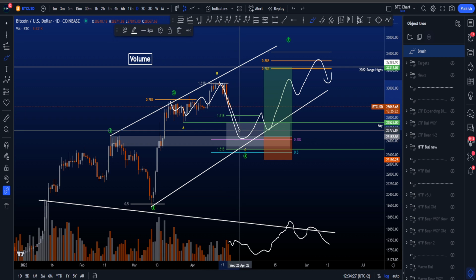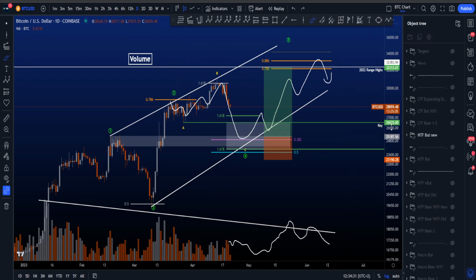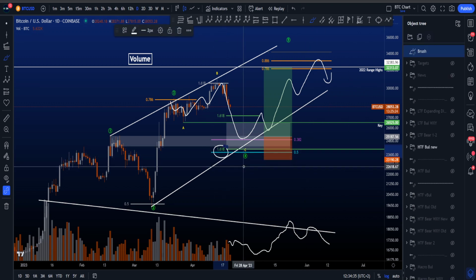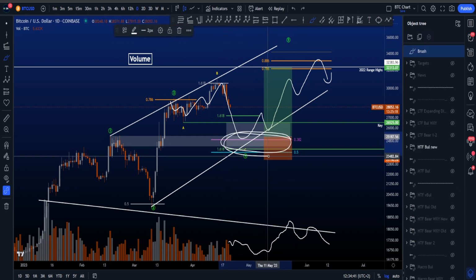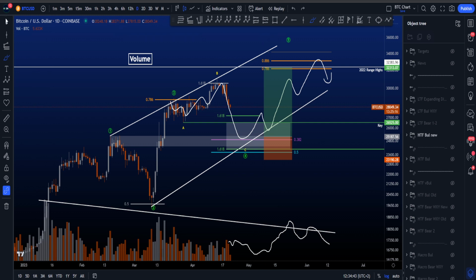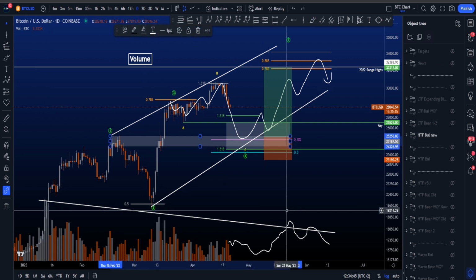So an impulse to the downside where the minimum target is going to be to take the low of wave A at 26.5k, the maximum target being the 1.618 down here, which is currently sitting at 24k. Now this is actually a very nice interesting area because there's a lot of confluence in this area, basically between, let's say, 24.3k and 25.3k.